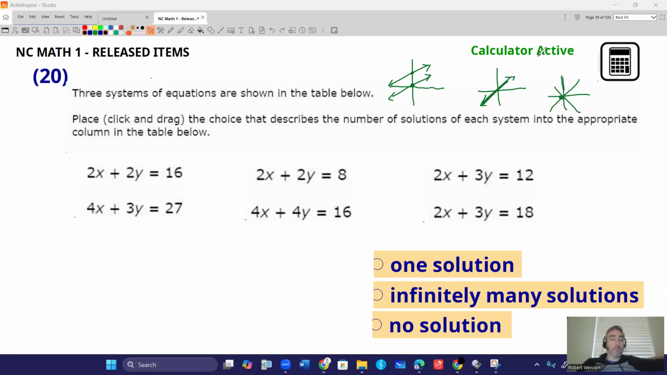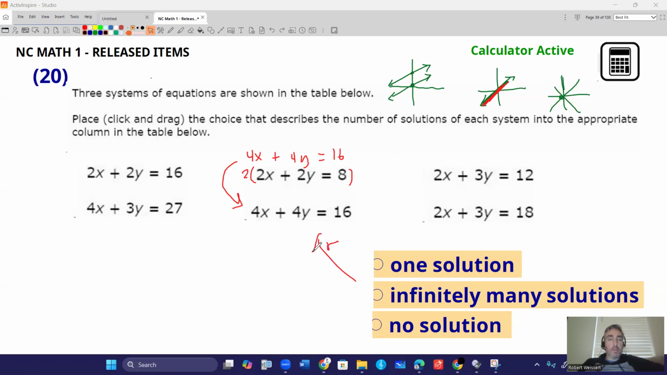Of course, you can do this with a graph. But before we do the graph, let's look at these equations themselves. If we take these 2's in front of the y's and multiply the equation by 2, watch this. You're going to get 4x plus 4y equals 16. Now look at this. Boom. That's the same equation, so they're the same thing. They're going to overlap each other. So that's going to be infinitely many solutions. They'll be the same line. So I know that's going to be that one without a graph.